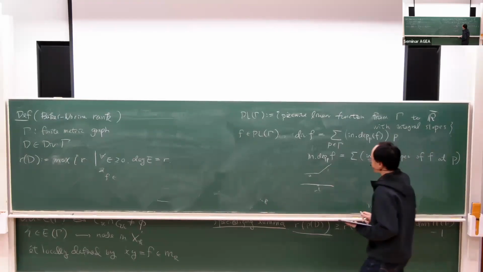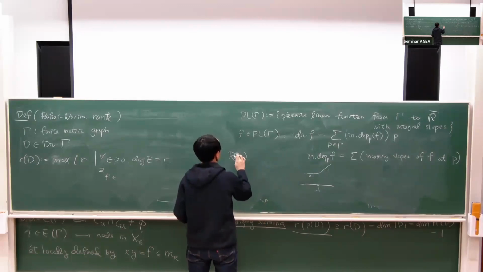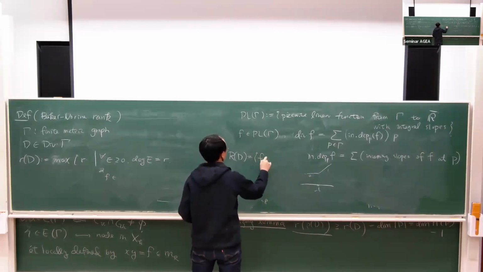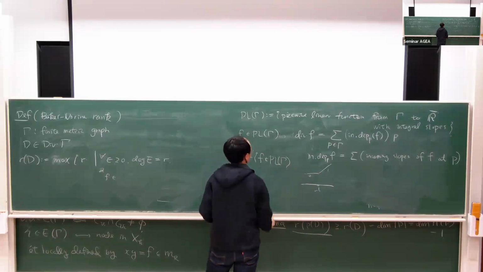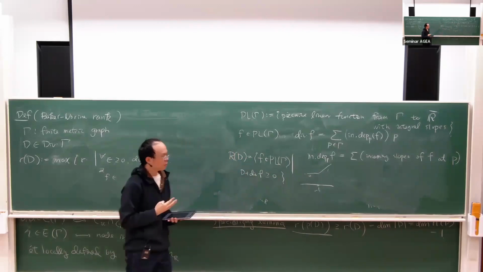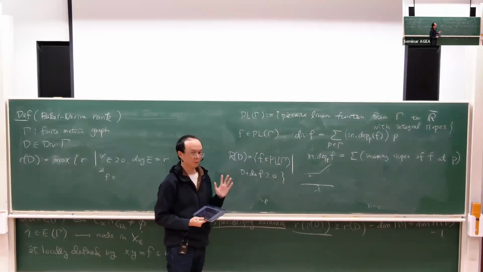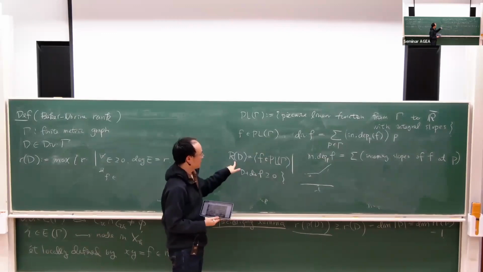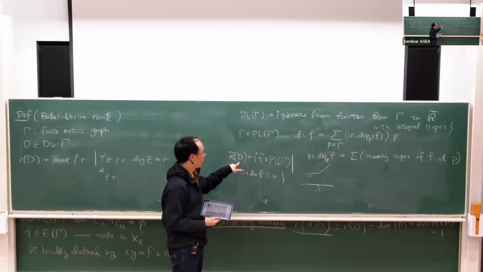Also we define the complete linear series associated to D on gamma to be the collection of every piecewise linear function F such that D plus D of F is an effective divisor. So you should really think about piecewise linear functions as the rational functions on the graph. And this is just the analog of the complete linear series associated to D.